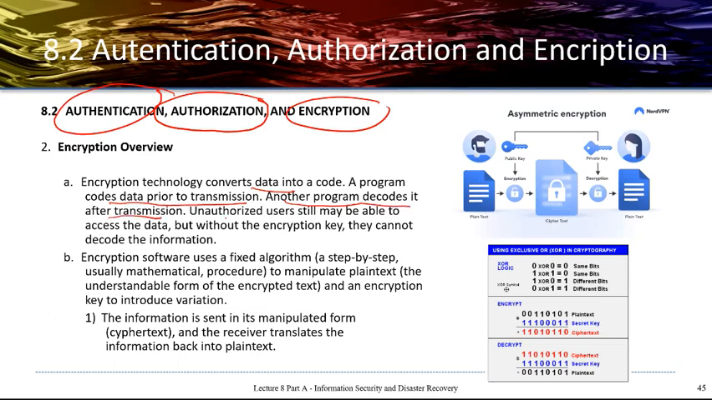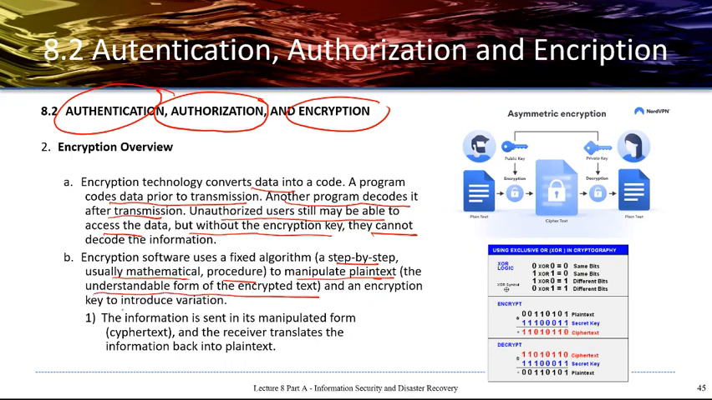First you encode it, and the other side decodes it. Unauthorized users may still be able to access the data, but without the encryption key they cannot decode the information. This encryption software uses a fixed algorithm, a step-by-step, usually mathematical procedure, to manipulate plain text into an unintelligible encrypted text.